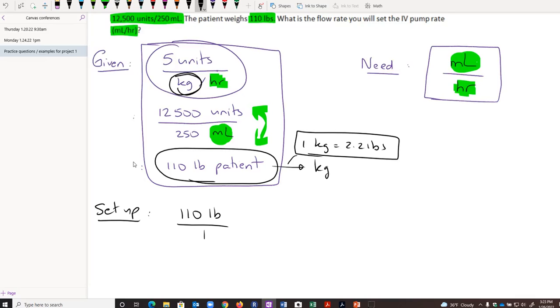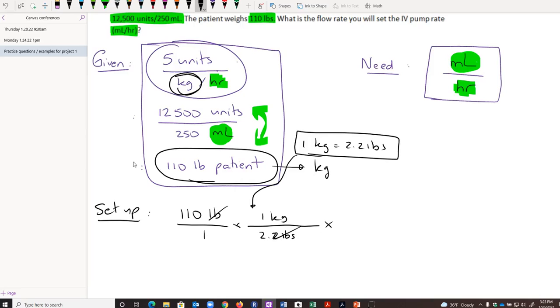You can look that one up, and we can insert it here. If you want to get kilograms, you put the kilograms on top. If you want to cancel out the pounds, you put the 2.2 pounds underneath. So pounds go away, and we have kilograms. Now we've converted the weight here into the right unit.